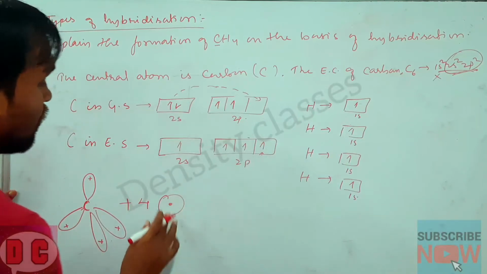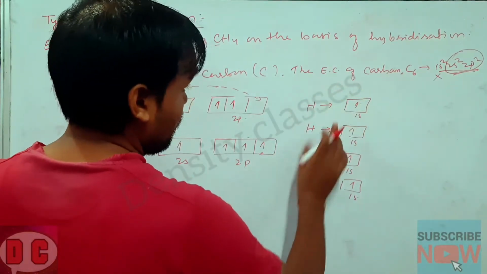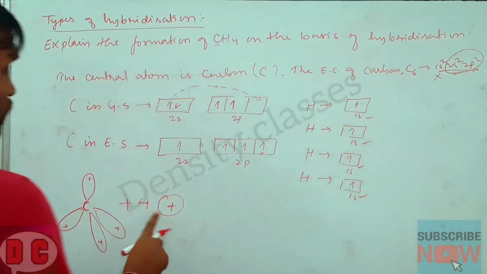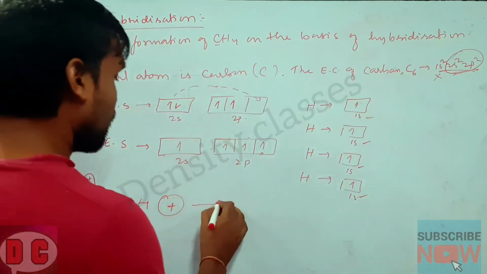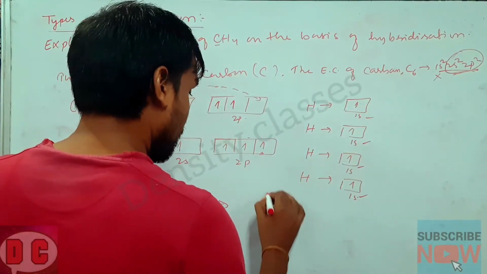Each hydrogen has only 1 electron, so it occupies the s orbital. So the 4 s orbitals, when they overlap with the hybridized orbitals together, you will see that it will be like this.